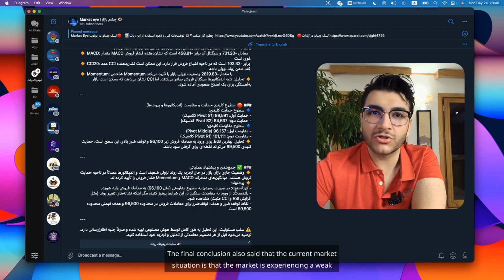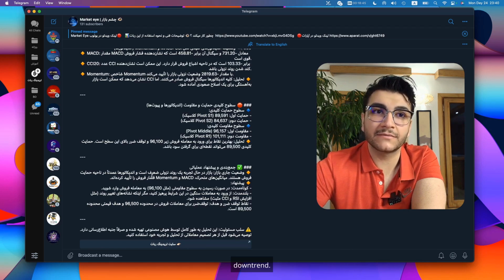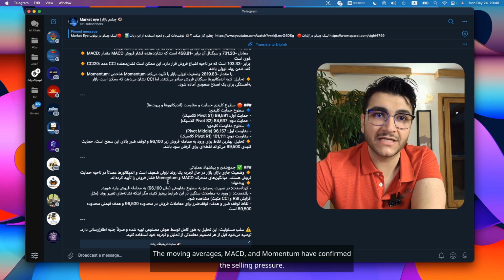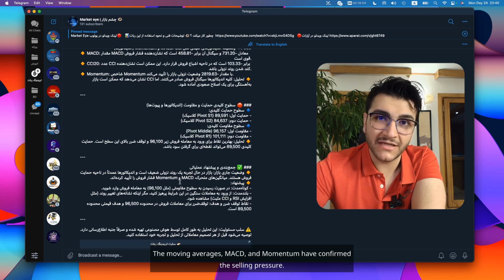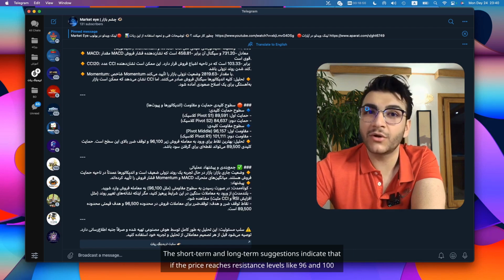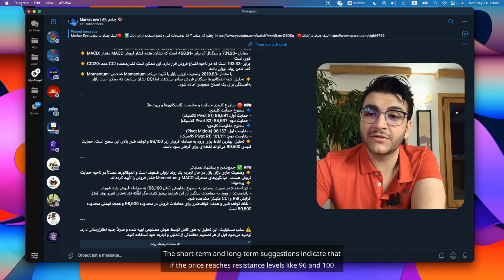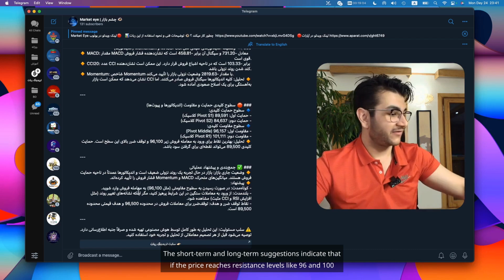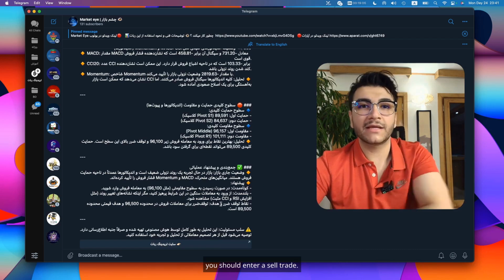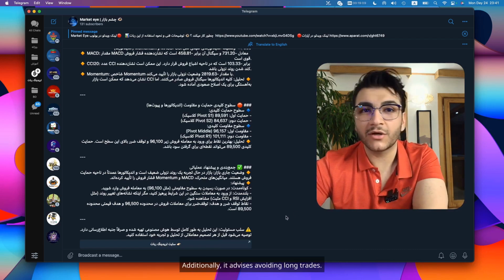The final conclusion also said that the current market situation is that the market is experiencing a weak downtrend. The indicators are mainly at the support level. The moving averages, MACD, and momentum have confirmed the selling pressure. The short-term and long-term suggestions indicate that if the price reaches resistance levels like 96 and 100, you should enter a sell trade. Additionally, it advises avoiding long trades.